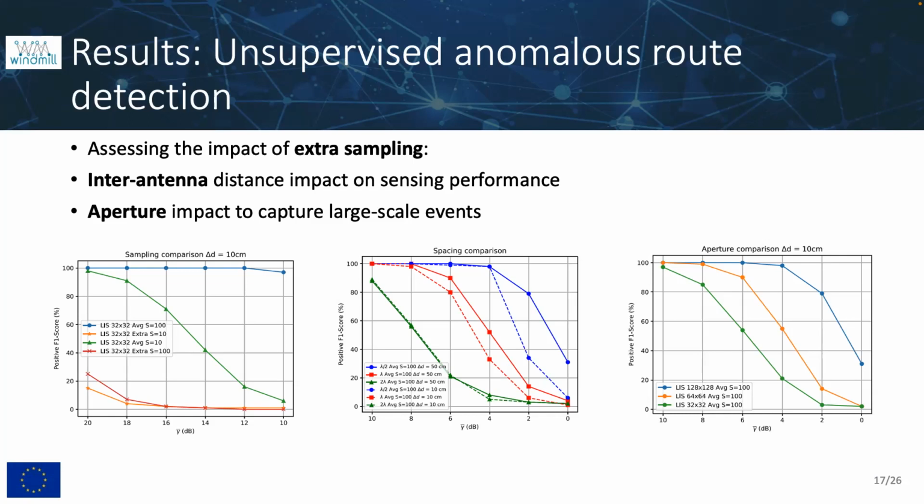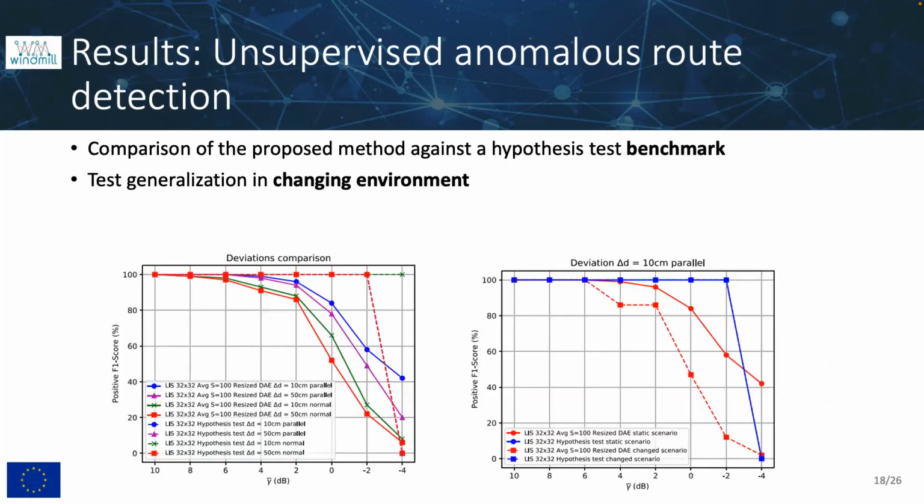Here we have a similar insight as we had before in the supervised case. Mainly the close separation is always better for the sensing performance. We test deviations of normal trajectory and parallel trajectory, as I pointed out in the beginning. Here is again the same conclusion for the aperture, so I will skip it, but this is a more interesting part, I think.